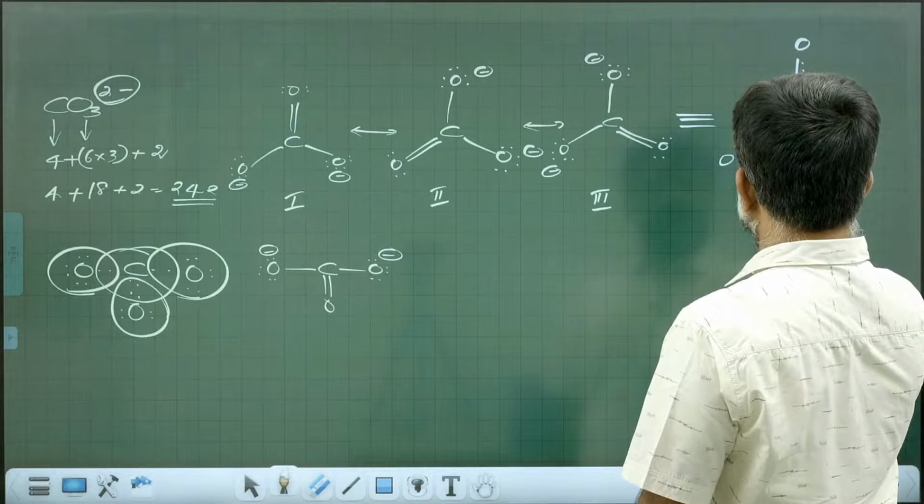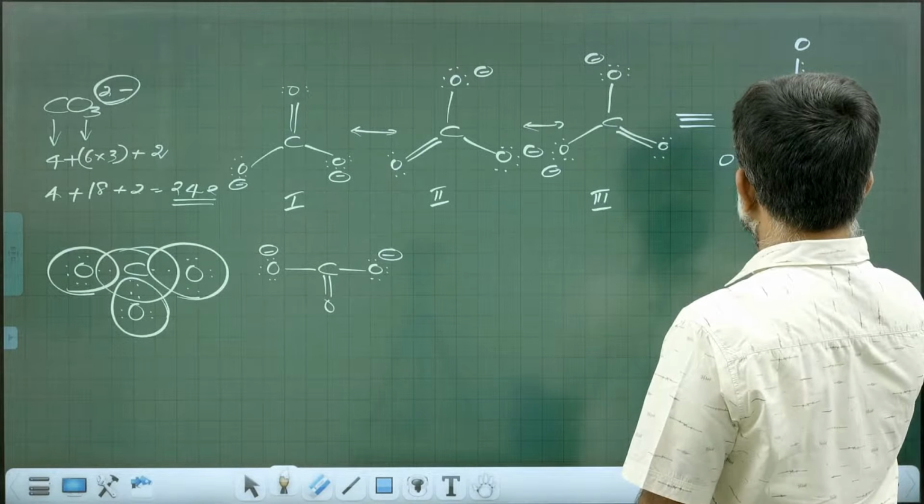Formal charge is a very, very important topic. How to find the formal charge of an atom in a Lewis structure? The formula you can make use of is: total number of valence electrons of the free atom, minus total number of lone pair electrons, minus half into total number of bond pair electrons.